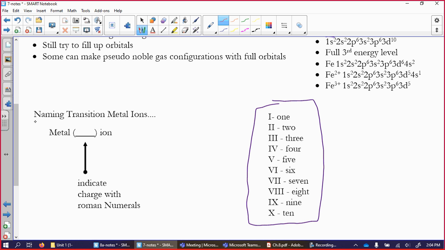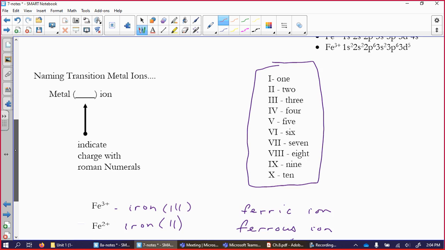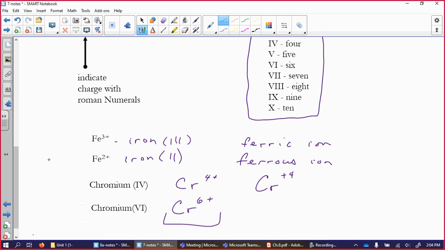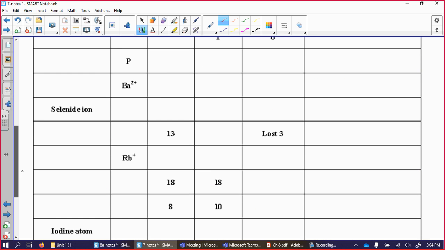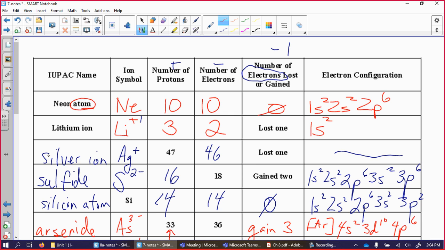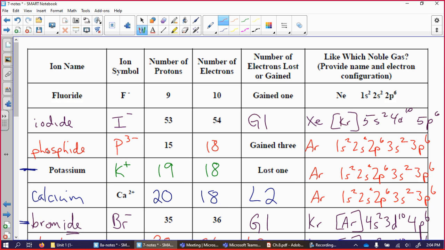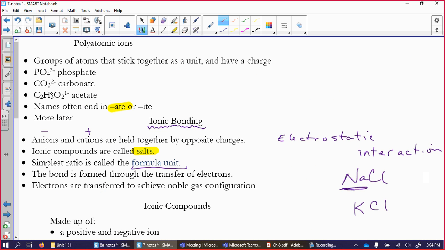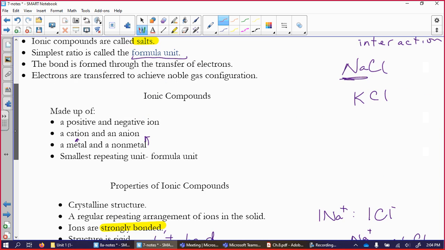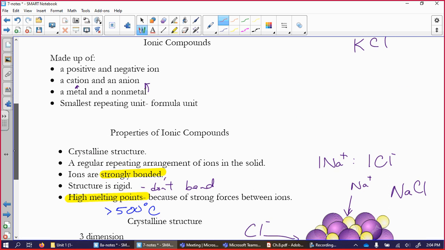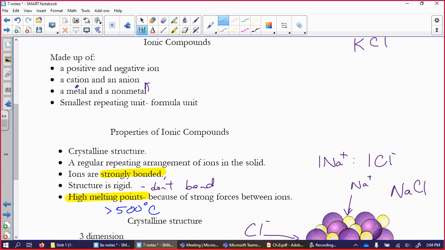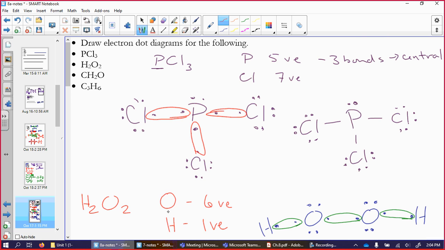Naming transition metal ions is going to come up in chapter 9. We did all that, and all that. Polyatomic ions we'll talk a little bit about. So an ionic compound is a positive and a negative ion.